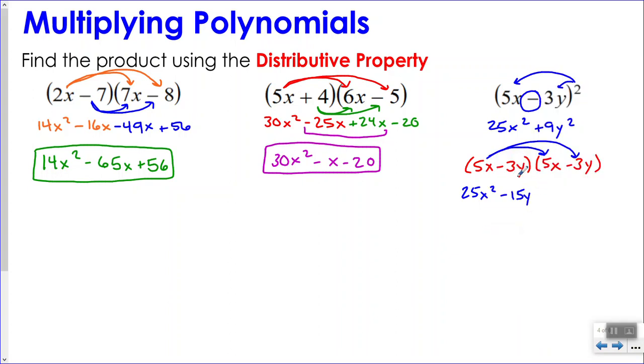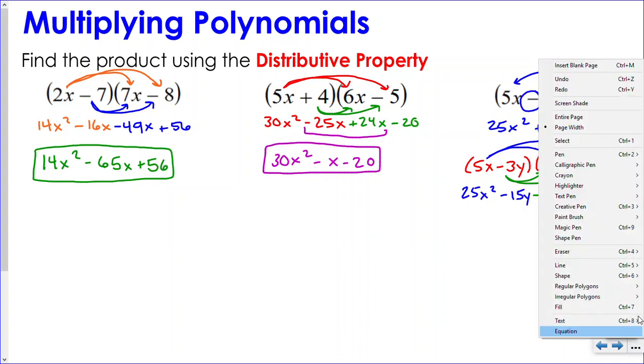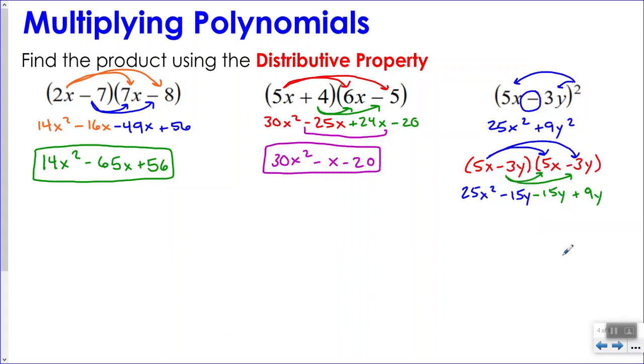But now we have to multiply everything in our second binomial by this negative 3y as well. So negative 3y times 5x is negative 15xy. And negative 3y times negative 3y is positive 9y squared. So for my last step, I have to combine like terms. And we're going to have something in the middle here. So we have 25x squared minus 30xy plus 9y squared.